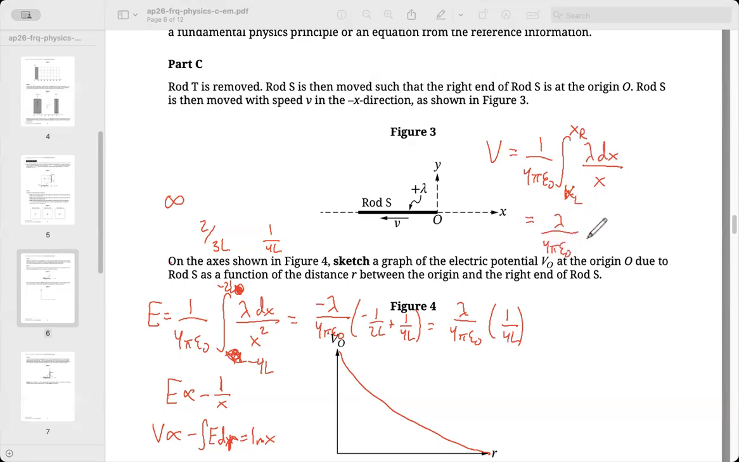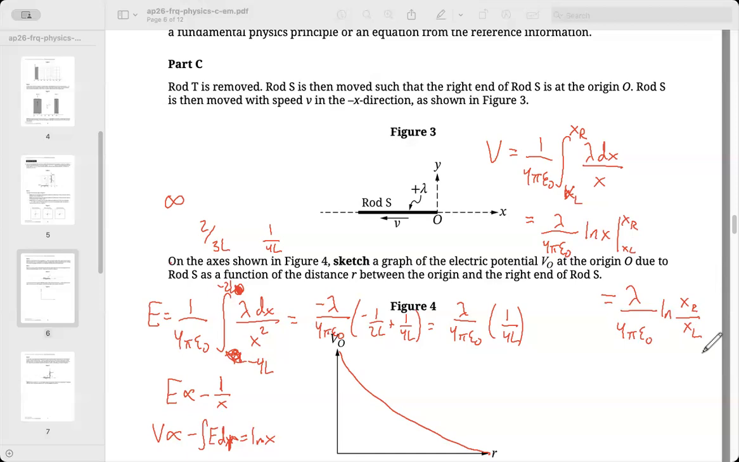I don't really know what I was trying to do with the electric field equation, but this gives you potential as a function of distance, natural log of x from xr to xl. Oh yeah, much easier. So you end up with something along the lines like this: natural log of xr over xl, where XR and XL are the right and left ends of the rod respectively.